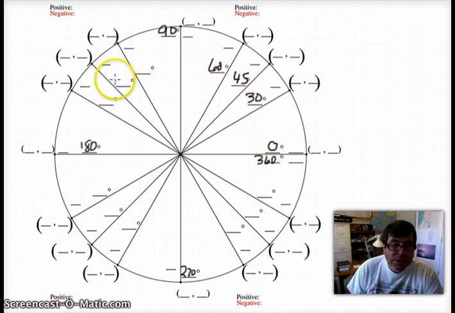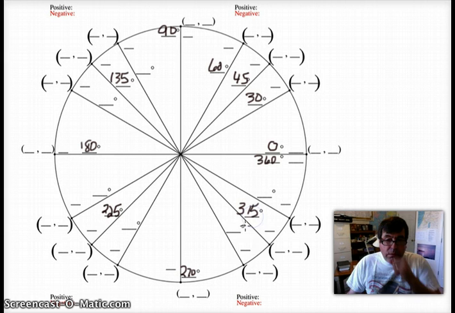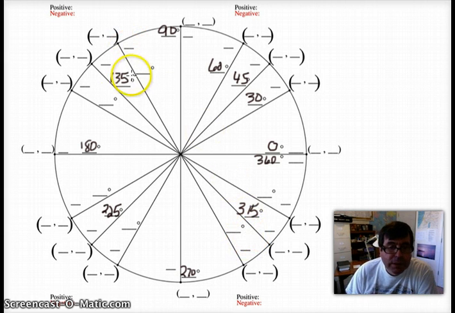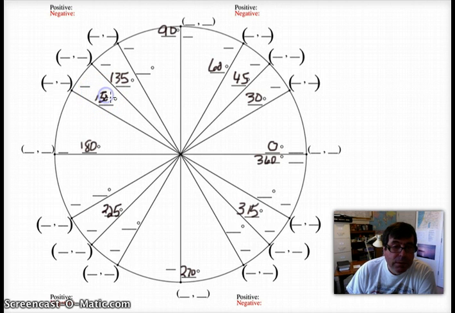45, this is 135. 45 and 180 is 225. And then 45 from 360 is 315. All right, let's do these. This reference angle is 30, so that has to be 150. This reference angle is 60, so it's got to be 120.